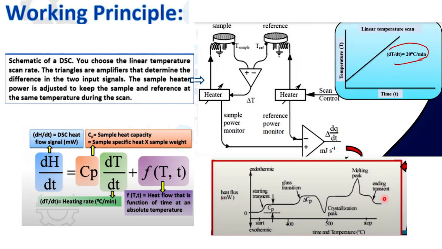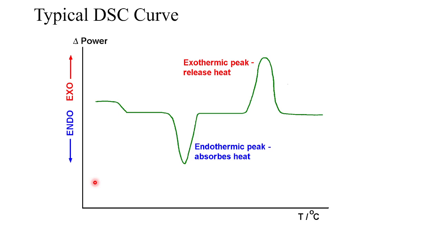Now if you look at it mathematically, what we are actually measuring, or on which principle DSC is working: this is dH/dt, that is the heat flow. How much heat is flowing per unit time equals Cp, that is the heat capacity, times dT/dt, that is the temperature rate or heating rate, plus a function of T and t. So this T is the absolute temperature and this t is the time. Based on this principle, DSC is working.